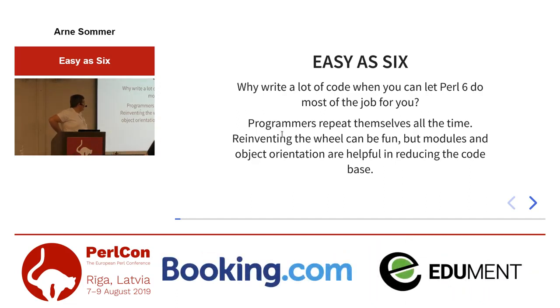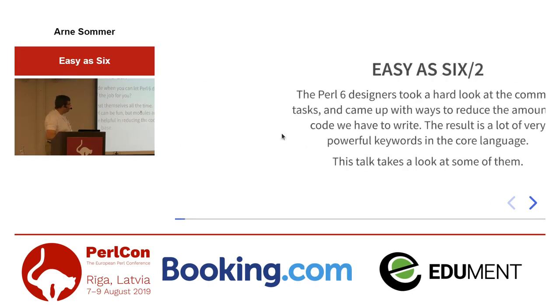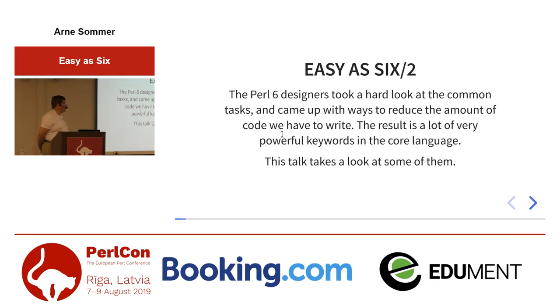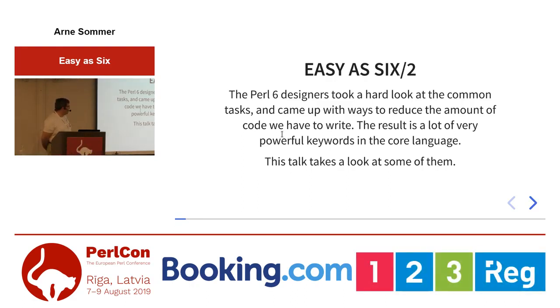Why write a lot of code when you can let Perl 6 do most of the job for you? Programmers repeat themselves all the time. Reinventing the wheel can be fun, but modules and object orientation are helpful in reducing the code base. And as you know, the Perl 6 designers took a hard look at the common tasks and came up with ways to reduce the amount of code we have to write. The result is a lot of very powerful keywords in the core language, and this talk takes a look at some of them.